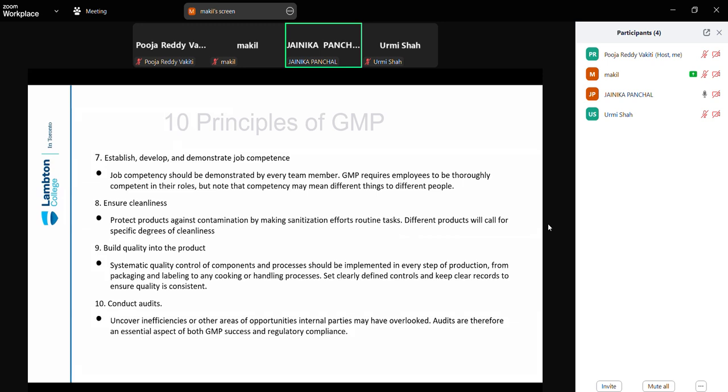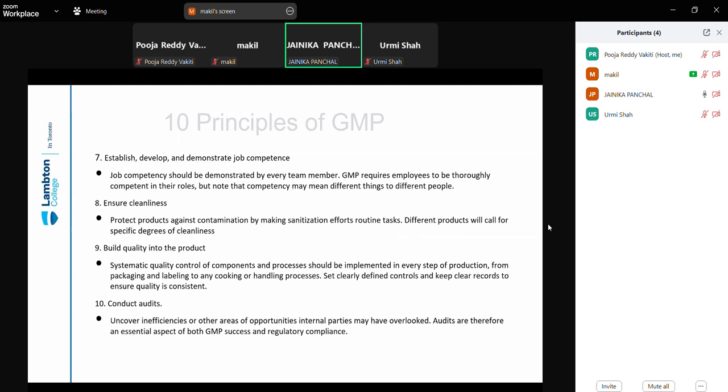And the final four principles are here. The seventh one, establish, develop, and demonstrate job competence. Employees must be properly trained and competent in their roles. For example, GMP requires all team members to demonstrate their skills to ensure compliance. The next one is ensure cleanliness. As we understand how important sanitizing is for all of us, preventing contamination is a key aspect of GMP. Routine sanitization practices must be followed to maintain hygienic production environments.